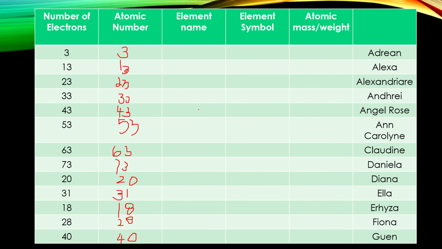So how would we know the element name? All you need to do is look at your periodic table and then look at the atomic number of each element. So number 3. Look at element number 3. It's lithium.